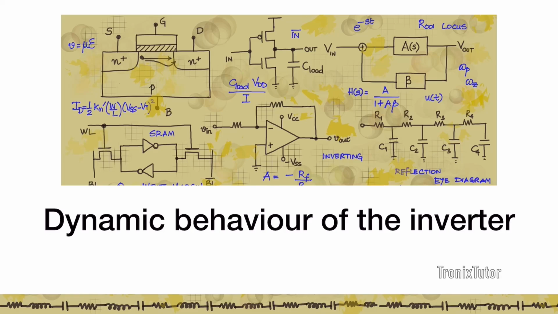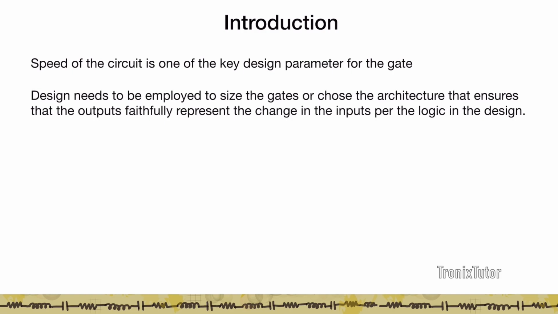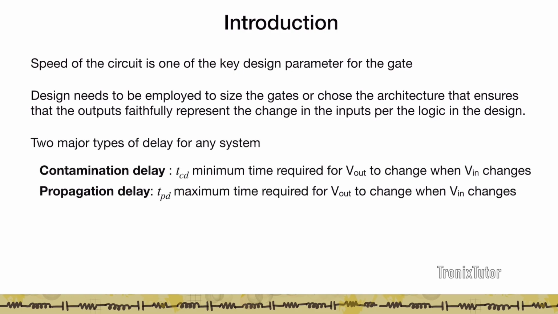Hello, in this video, let's understand the fundamentals of the dynamic behavior of an inverter. As we have discussed time and again, speed of the circuit is one of the key design parameters for a gate, right? And when you're designing, you need to employ the right kind of gates or choose the right architecture that ensure that the outputs faithfully change and in an acceptable time when the inputs change.